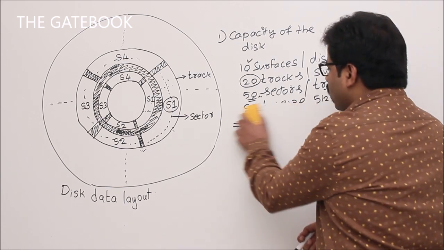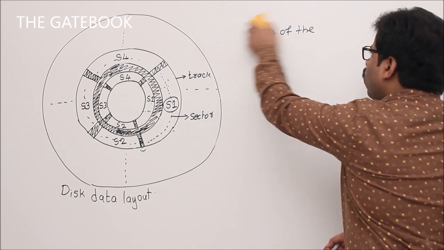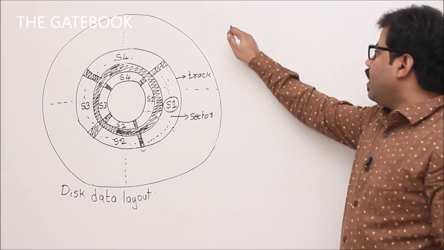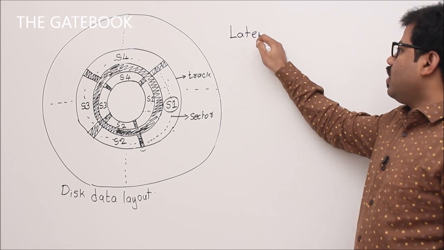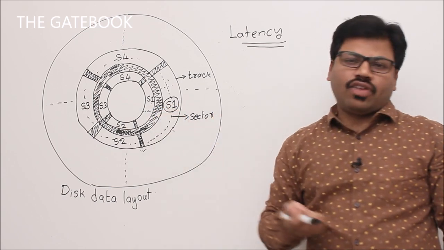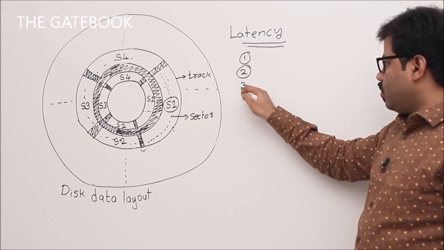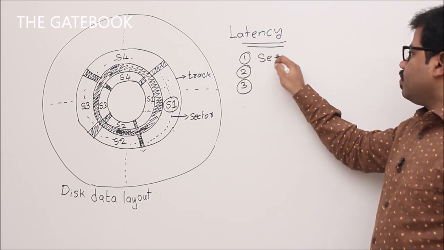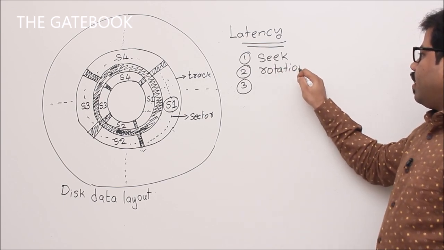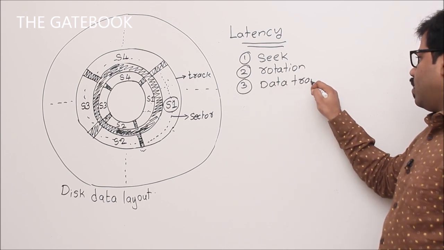Apart from that, we have to focus on the delays. What is the delay here, how we are going to store the data, and how we are going to retrieve the data. If you understand that, then you can understand the latency related to this disk. What is latency? The time required to take the data from the disk. Generally there are three important delays we should focus on: one is seek latency, second is rotational latency, third is data transfer time. I will teach you one by one.